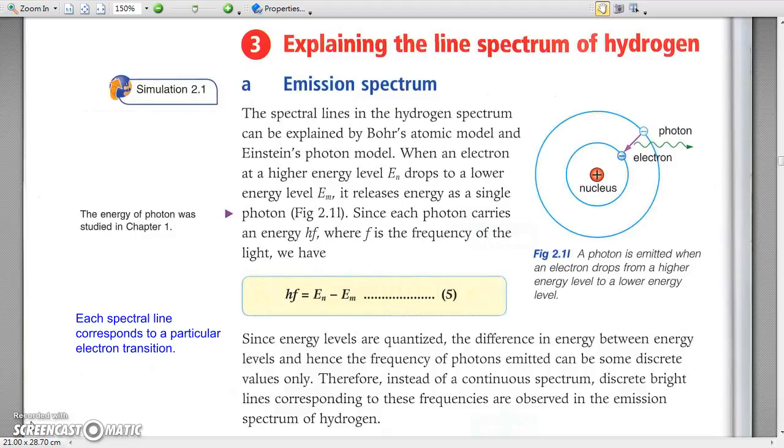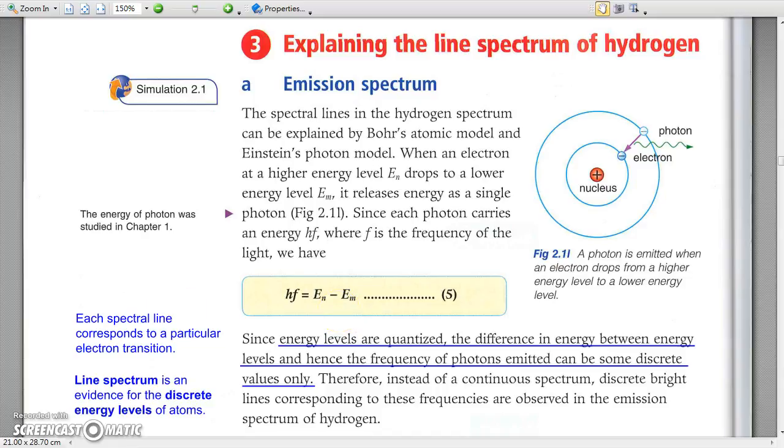Since the energy levels of a hydrogen atom are quantized, electron transitions between these levels will give a line spectrum of discrete bright lines. The energy of each spectral line corresponds to a particular electron transition as given by equation 5. By the way, note that light spectrum is an evidence for the discrete energy levels of atoms.